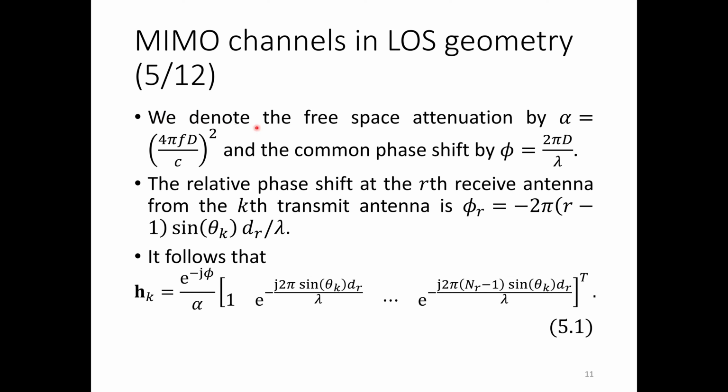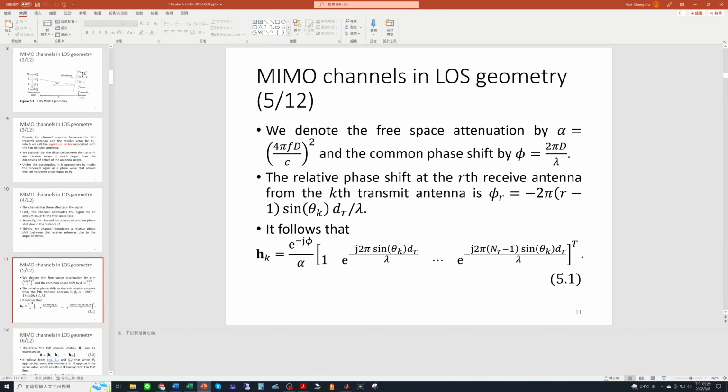We denote the free space attenuation by alpha, which is equal to (4 pi f D over c) squared, where f is the frequency of the electromagnetic wave and c is the speed of light. Why does free space attenuation equal this equation? Let us see the blackboard.